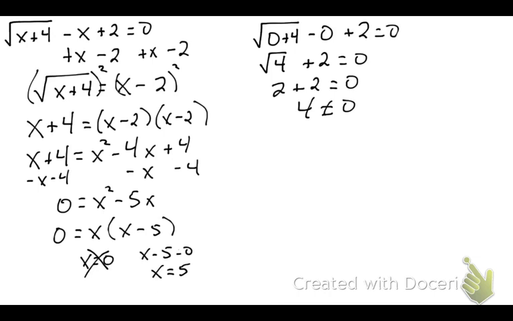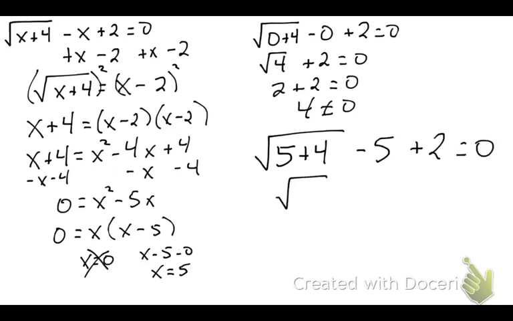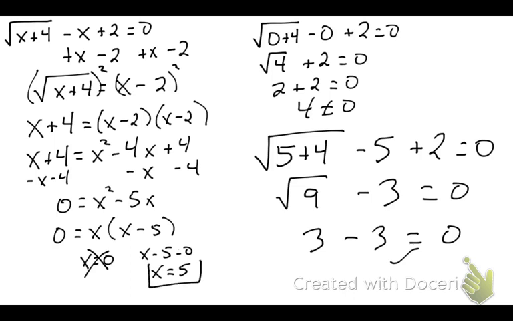We'll need to check our other one. There could be two extraneous, I suppose. The square root of 5 plus 4 minus 5 plus 2 should equal 0. This gives us the square root of 9 minus 3 equals 0. The positive square root of 9 is 3, and 3 minus 3 is 0. So there's a single solution in this case. It's x equals 5. Again, this is an example of why you always have to check. It isn't always obvious how to tell when you will have an extraneous solution. Why don't you try another one?